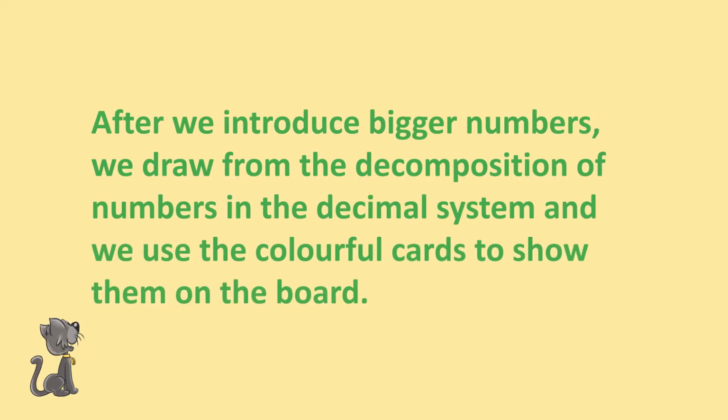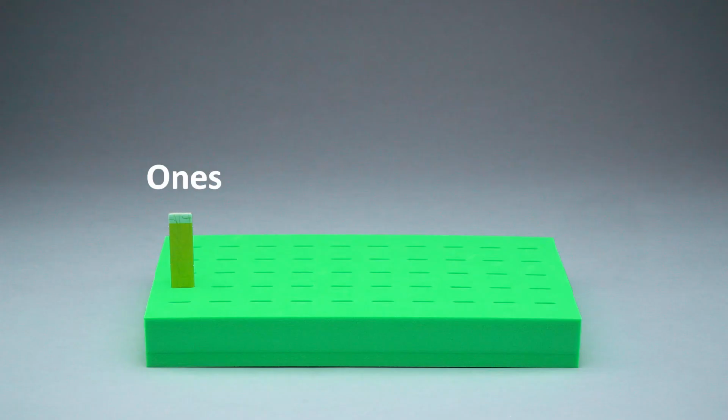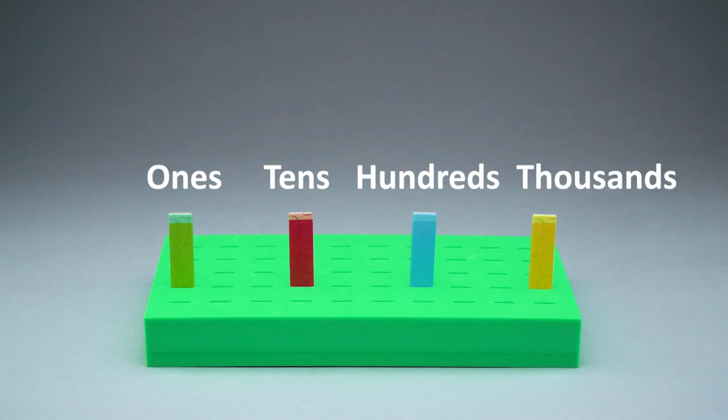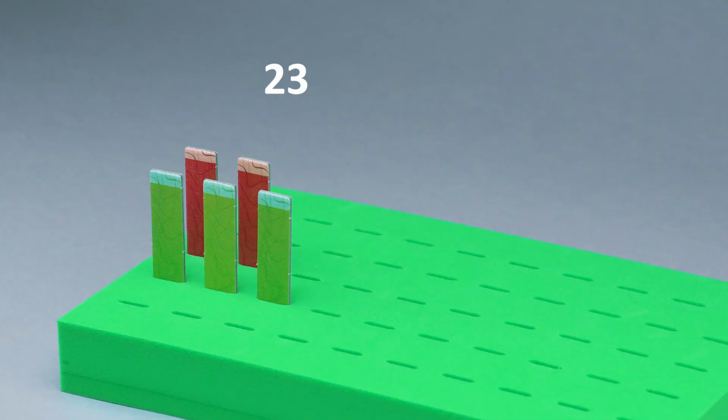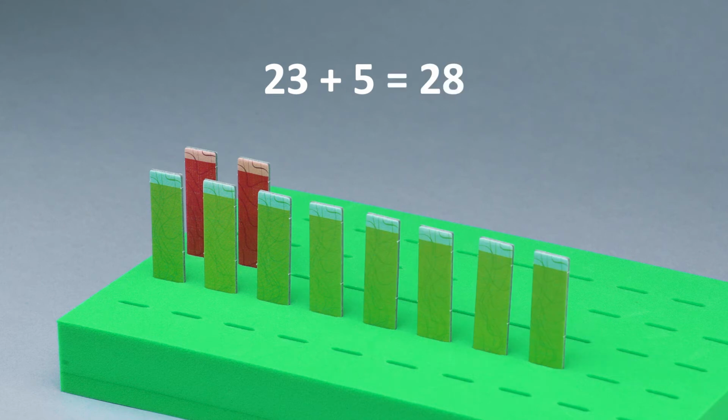After we introduce bigger numbers, we draw from the decomposition of numbers in the decimal system and we use the colorful cards to show them on the board. For ones, we use the green card, red for the tens, blue for the hundreds, and yellow for the thousands. 23 plus 5 equals 28.